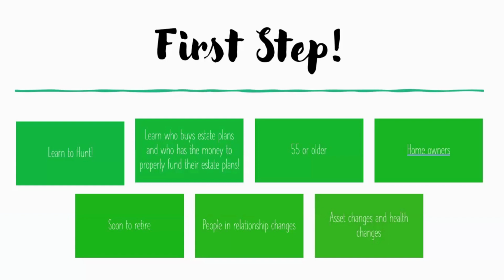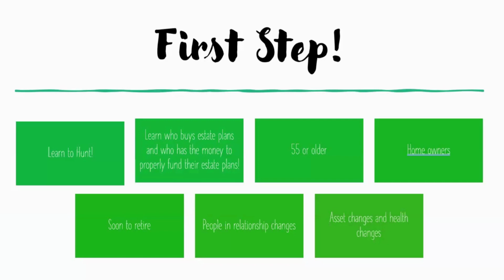But you have to learn who buys estate plans and who has the money to properly fund their estate plans. If you can't learn who buys them and you can't put yourself in front of people who can properly fund their estate plans, you haven't learned to hunt. Those people are 55 years or older most of the time.